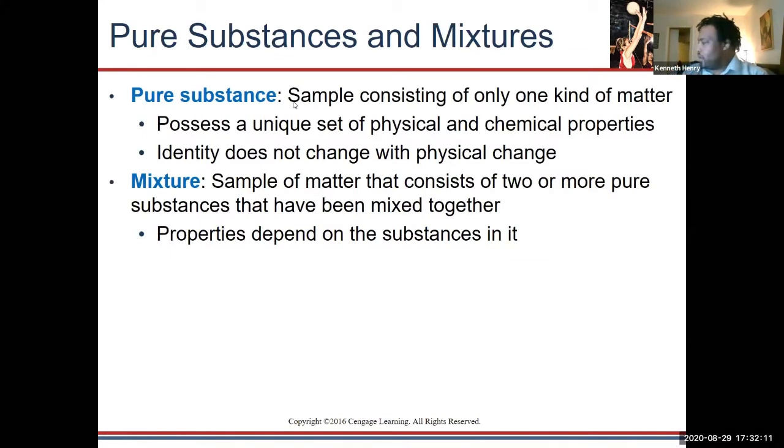Okay, pure, damn it, I did it again. So pure substances. A pure substance is made up of a single thing. Okay, so I'm going to ask you, sucrose, pure cane sugar, right? Because table sugar is sucrose.